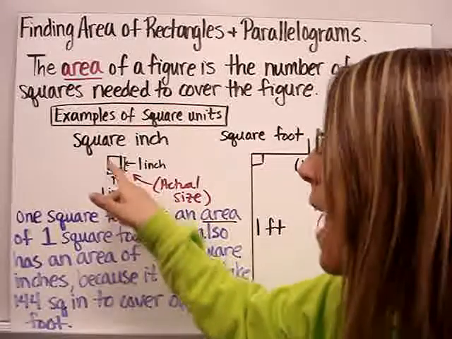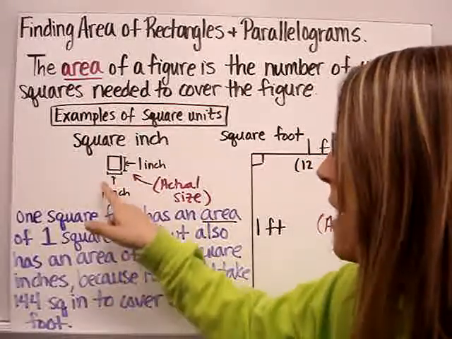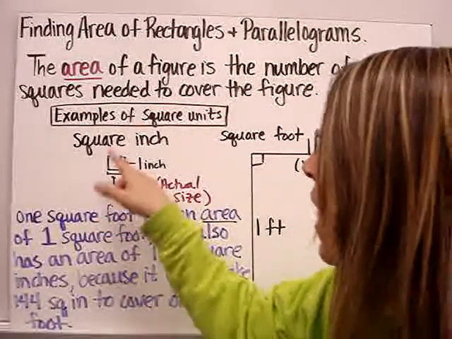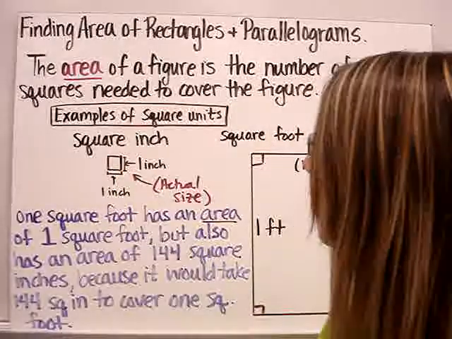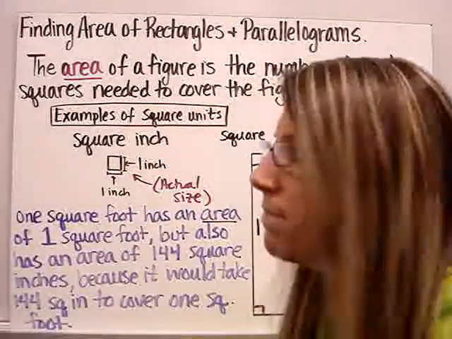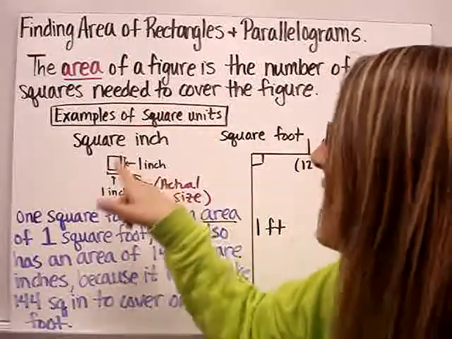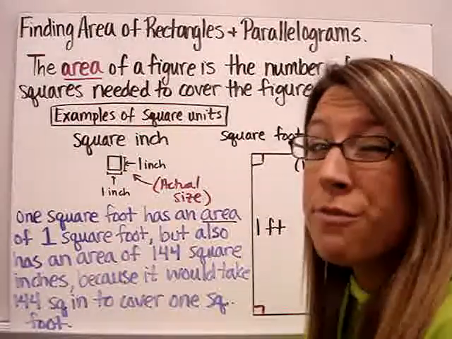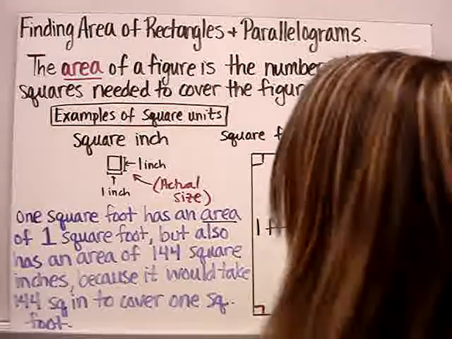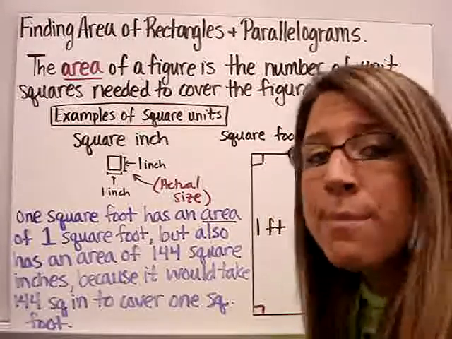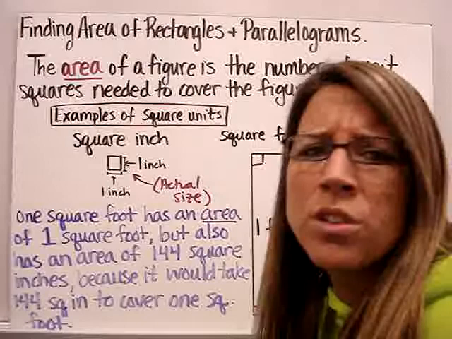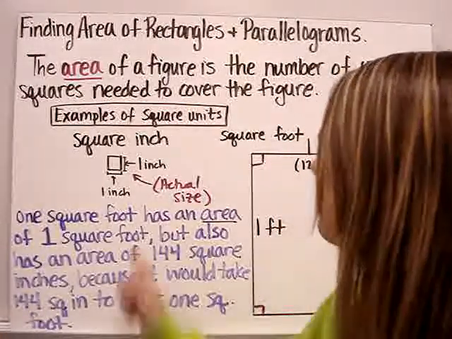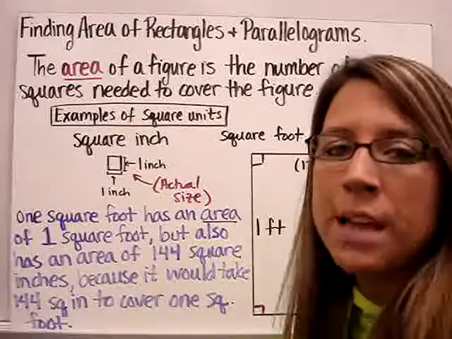Well, if you had a square and it was 1 inch wide and 1 inch tall, the area of that would be 1 square inch. Right there. That is 1 square inch. So that is a square unit of square inches. Now we have different units of linear measure. There are inches and feet, centimeters, meters, kilometers, miles. They all measure linear distance. So this is just one example, a square inch.